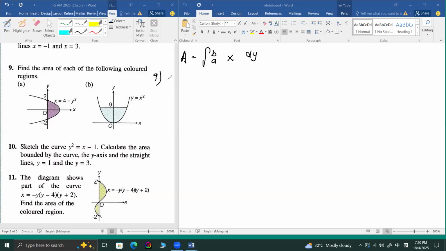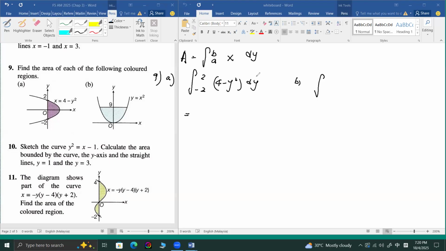Okay, look at number 9a. To get the area, can you see the limits 2 and -2? It's already given in x form, right? So dy. That's why you can see here y, here dy. If just now it was x, how did you get dx? Got it? And you see b, same. The limit is not given.